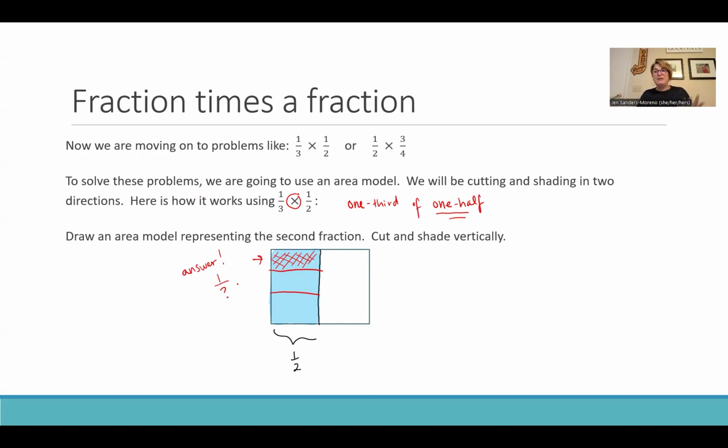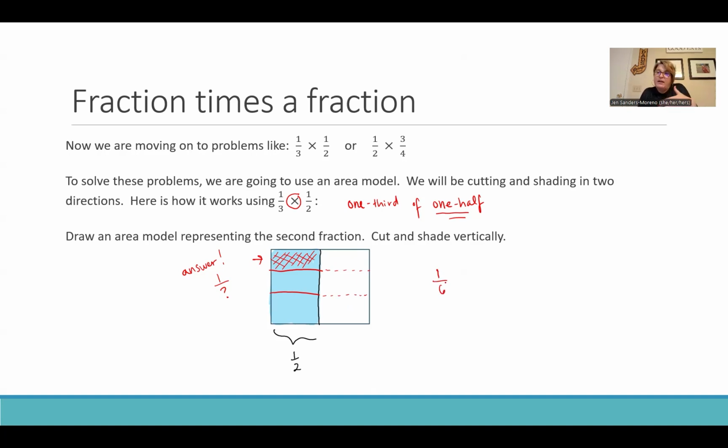So this is where we have some options ahead of us. One option is that you extend the cut all the way across. Once you cut your shaded region, you extend it all the way across. And then we can see that this is 1 out of 6. So that's option one.